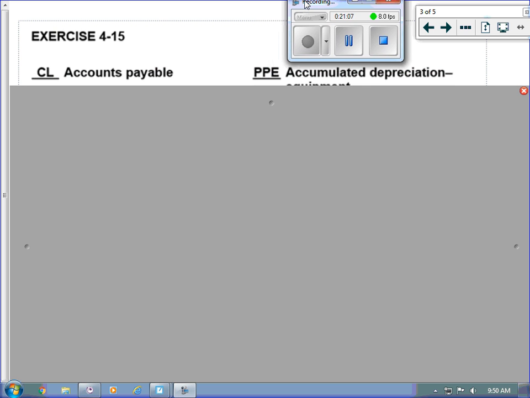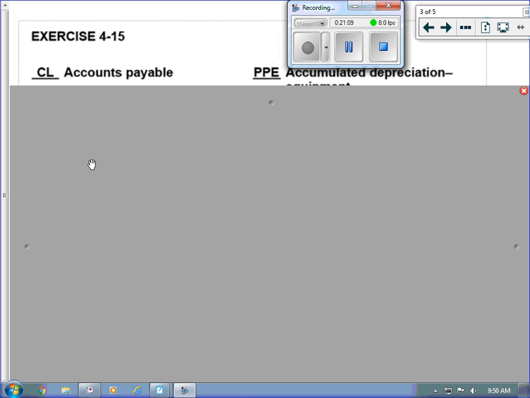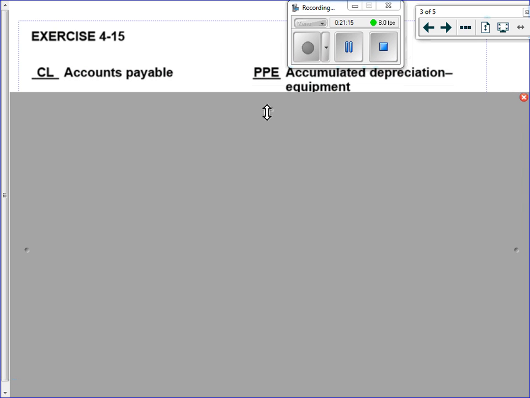Accounts payable would be a current liability because we hope that we can get that paid off within a year or less. Accumulated depreciation on equipment would be PPE. But note that it's a contra asset, so it's got a credit balance that would offset the value of the asset's debit balance. Any questions there?